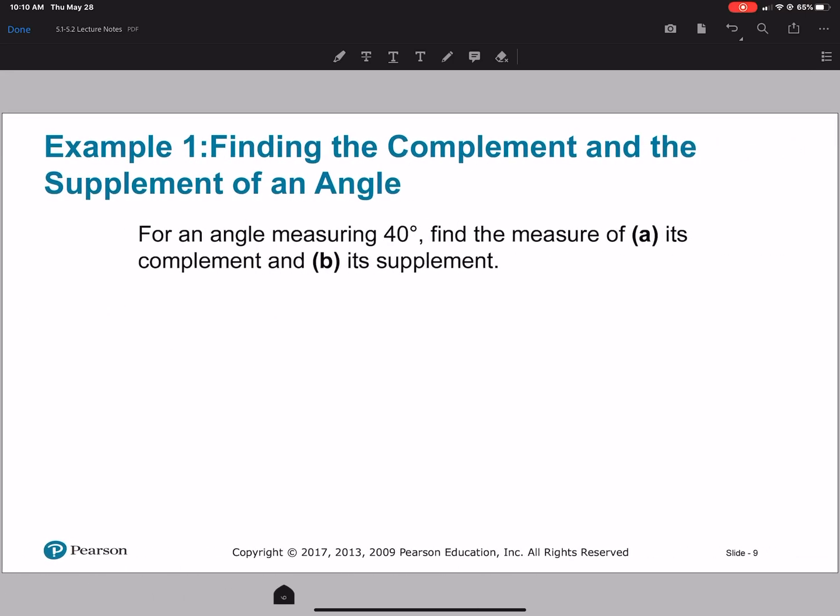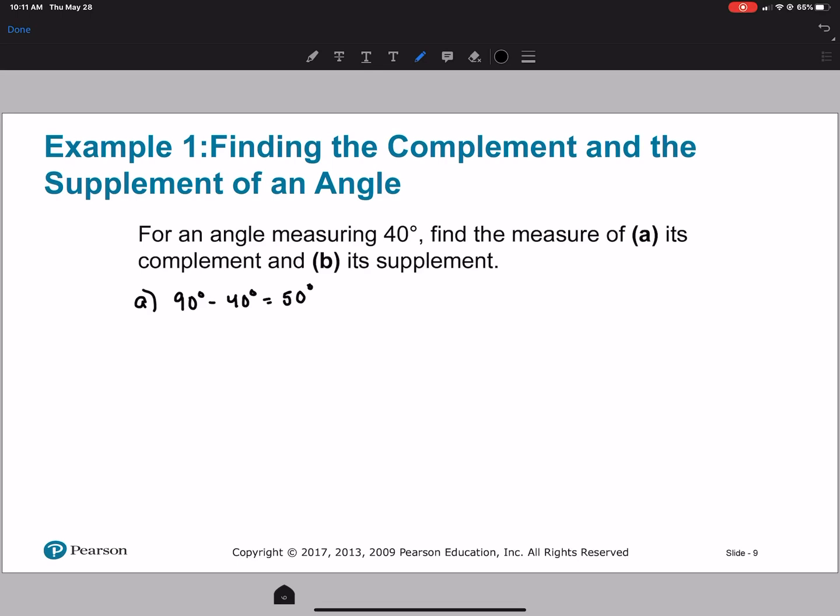Now, let's look at this. If we look right here, it says for an angle measuring 40 degrees, find its complement and supplement. When we talk about complementary angles, we're talking about angles that add up to 90 degrees. When we talk about supplementary angles, we're talking about angles that add up to 180 degrees. So, for part A, we're going to have 90 degrees minus the 40 degrees you were given, and that's just going to give us 50 degrees.